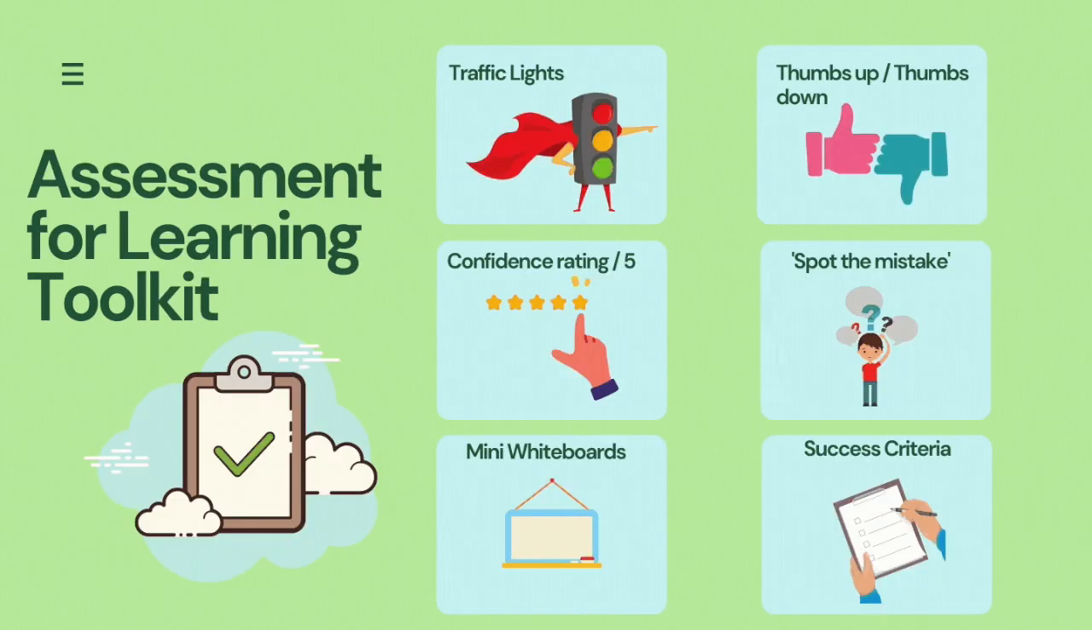Traffic lights, where students hold up colours to indicate their level of confidence or understanding. Thumbs up, thumbs down, in response to a learning objective-based prompt. Asking students to give a rating of their confidence or understanding out of 5. Finding the fib or mistake in a pre-prepared answer. Using mini whiteboards to give quick answers to problems. Using success criteria or steps to success to work through which lead to meeting the learning objective.